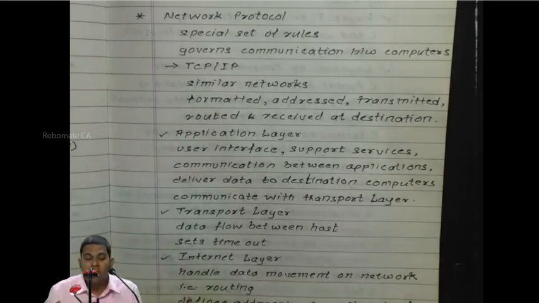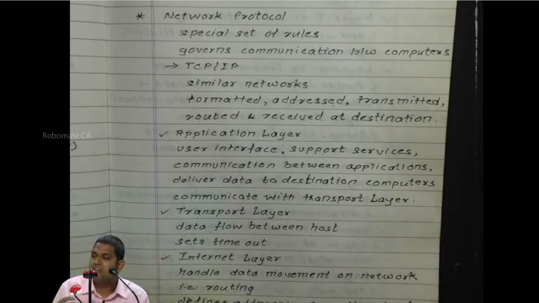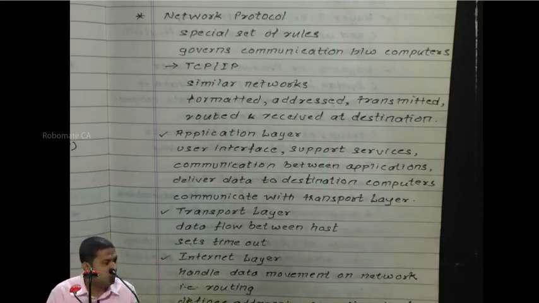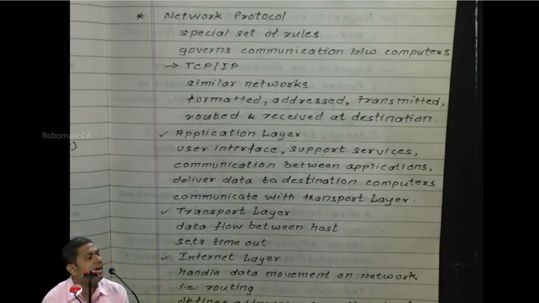Or to some extent, when similar types of networks are getting connected to each other, there we can use TCP/IP. Similar network means similar architecture, similar topologies. But when separate models, separate topology, separate architecture, different types of computers are getting connected to each other, then TCP/IP won't work. There you require an Open System Interconnection. That means a computer of any network will be able to connect to a computer of any other network.